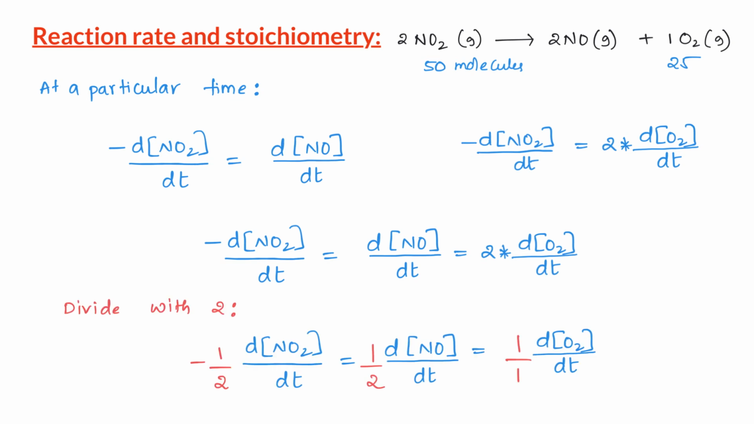We get minus 1 over 2 d concentration NO2 over dt is equal to 1 over 2 d concentration NO over dt is equal to 1 over 1 d concentration O2 over dt, where 2 is the stoichiometric coefficient of NO2 and NO, and 1 is the stoichiometric coefficient of O2.